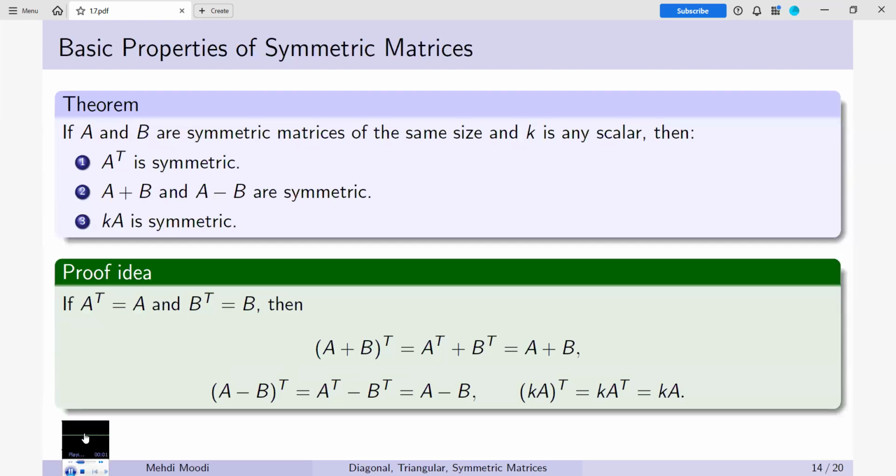Symmetric matrices are closed under transpose, addition, subtraction, and scalar multiplication. So if we combine symmetric matrices using these operations, we stay in the world of symmetric matrices.